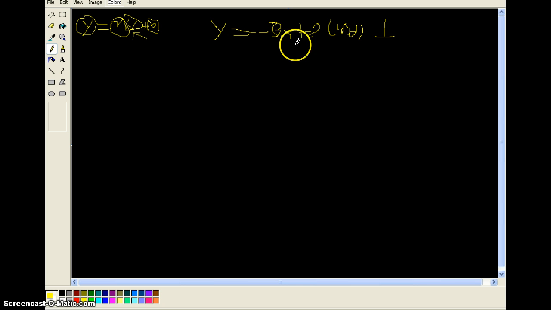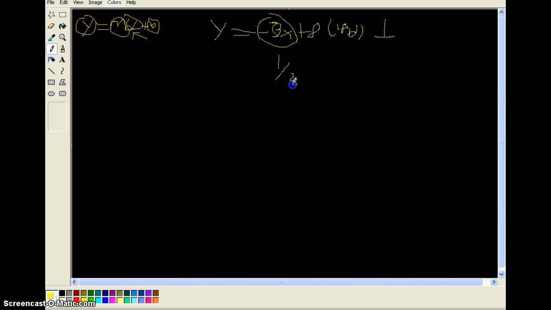So when we're finding the slope, we need to know the slope and the y-intercept. Well, it technically already gives us the slope. So what we need to do is take the slope right here, negative 3, and turn it completely into the opposite of itself. So it's going to be positive 1 over 3.